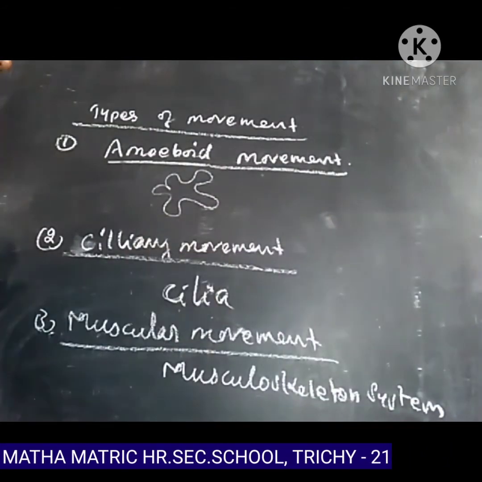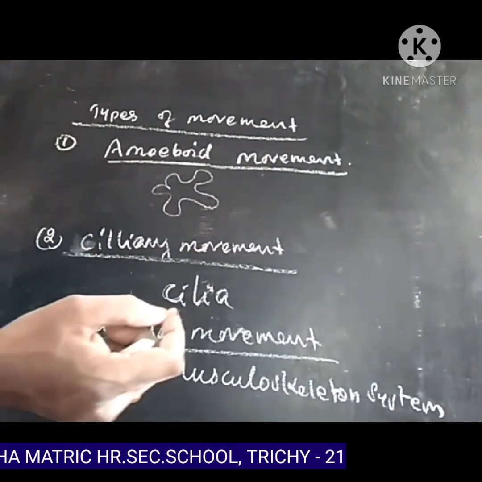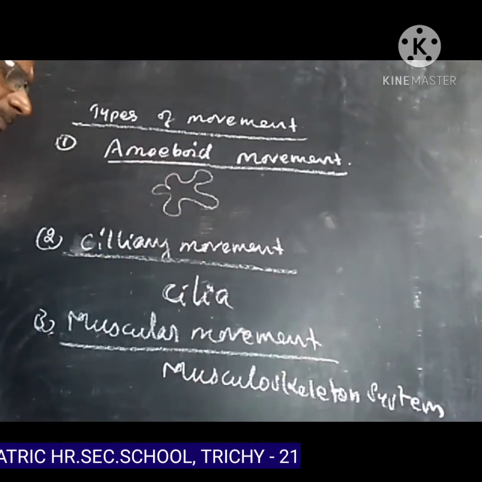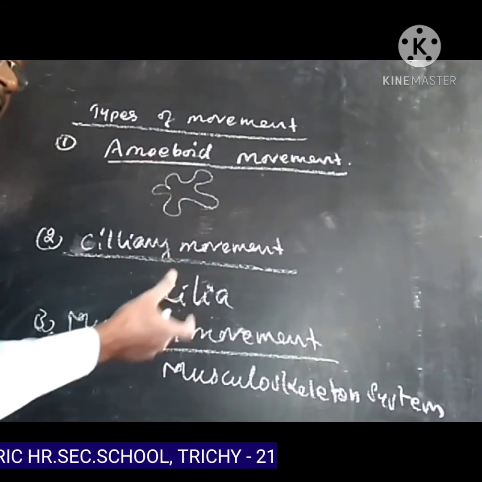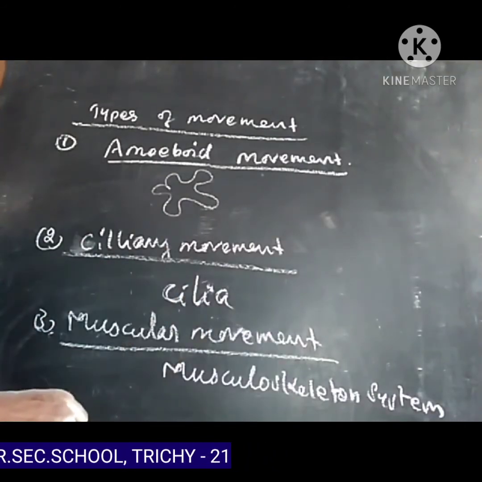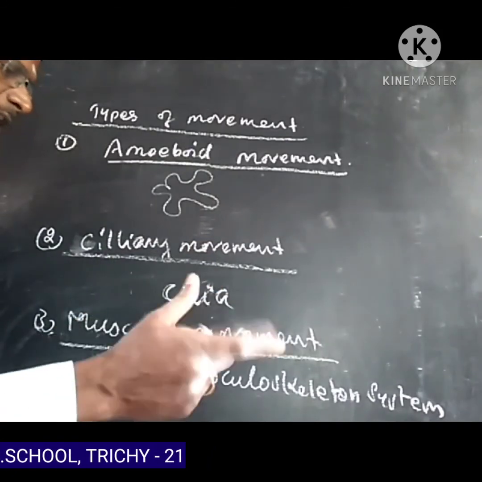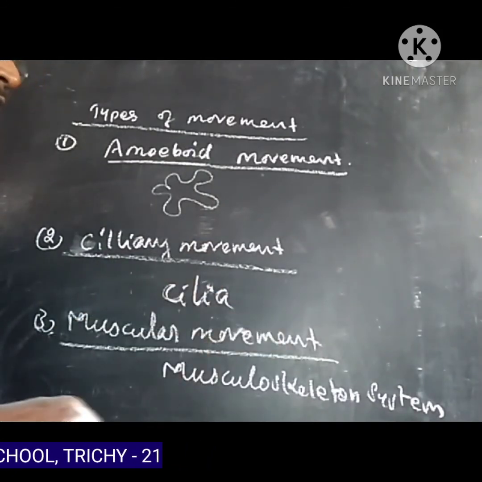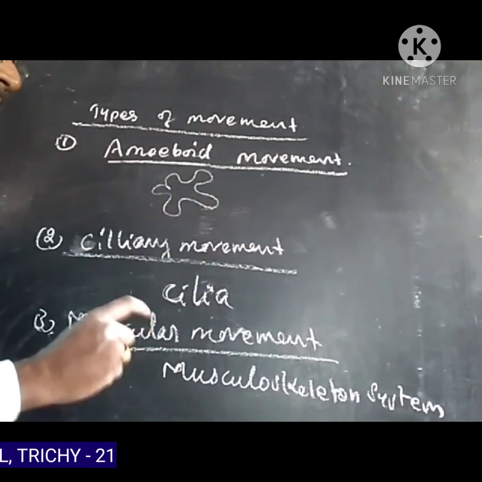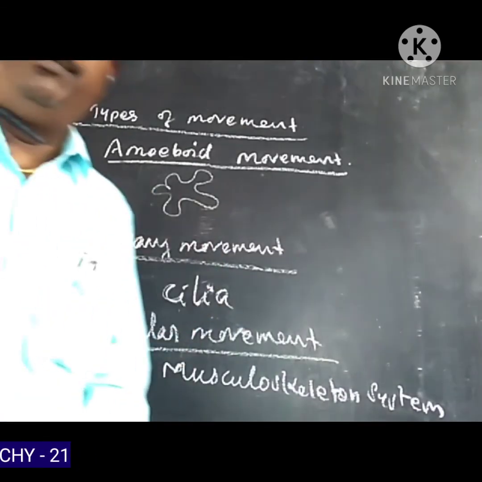Then ciliary movement. The epithelial cells have small hair-like appendages called cilia. Through the cilia, substances are moved from one place to another. It mostly occurs in the lymphatic system. Then muscular movement, the combined action of the muscles and the bones, called the musculoskeletal system, used for body movement.